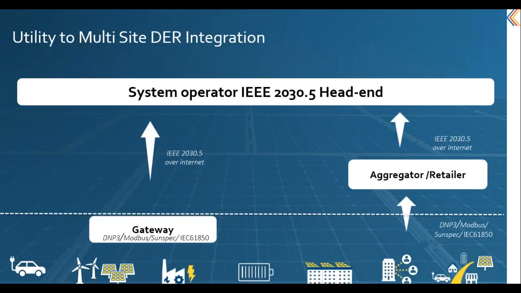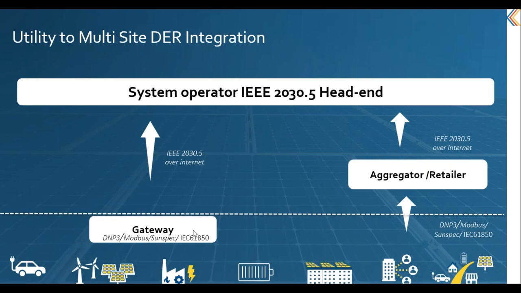Okay, so now look at the utility to multi-site DR integration options available. At the bottom, you can see that there are multiple types of DR, like electrical vehicles, community solar PVs, or wind farms, combined power generation units, battery storage units, rooftop solar, demand response, and microgrid. There are multiple types of DR assets out there, which need to be integrated with system operators and utilities, which have IEEE 2030.5.